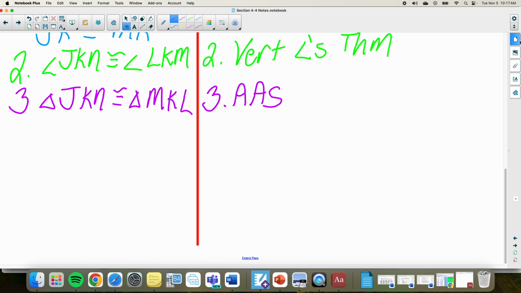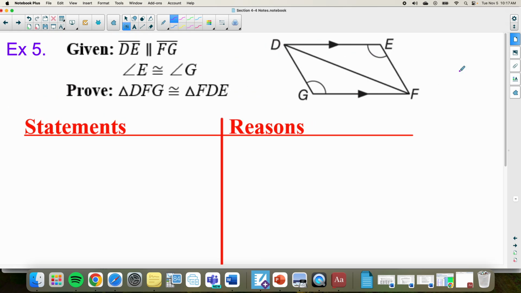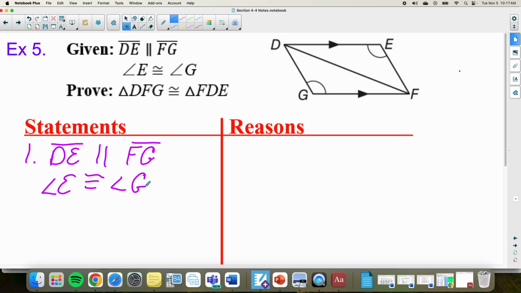Okay, now let's go here and let's write down our given. We have segment DE is parallel to segment FG, and angle E is congruent to angle G, and that is given. All right. Now, if you notice, DE and FG are parallel, and that's marked here. And angle E and angle G are congruent, and that's marked. Okay, does anyone see something else I could say?